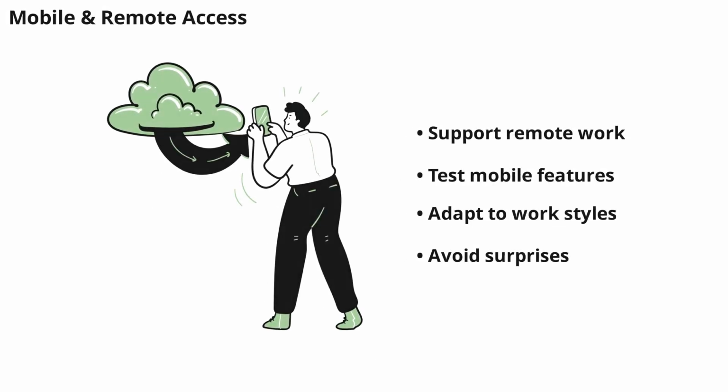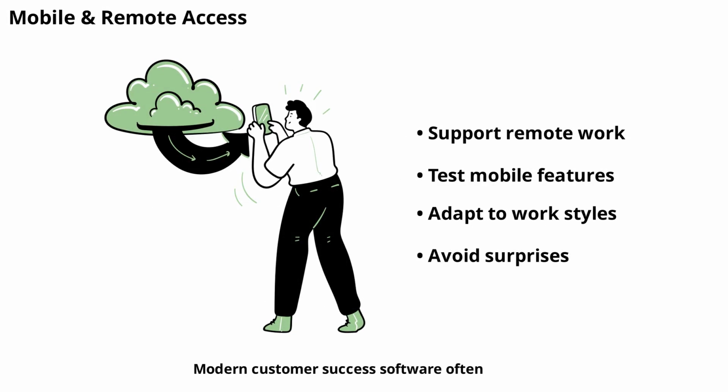Modern customer success software often includes mobile and remote access features. Ensure your solution supports your team's work styles, whether in the office or on the go. Testing mobile functionality during implementation helps avoid surprises after launch.